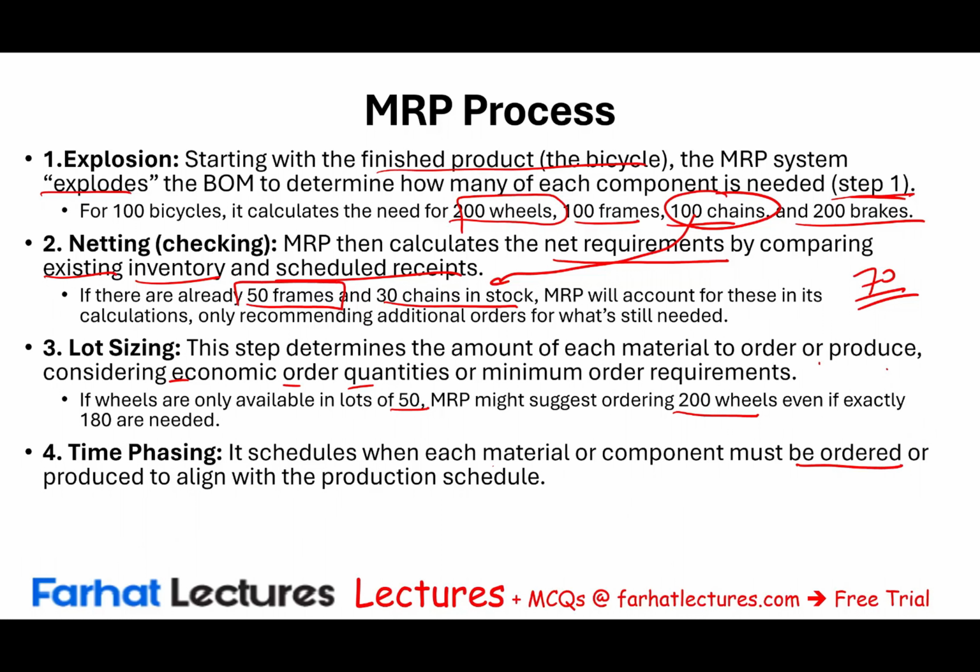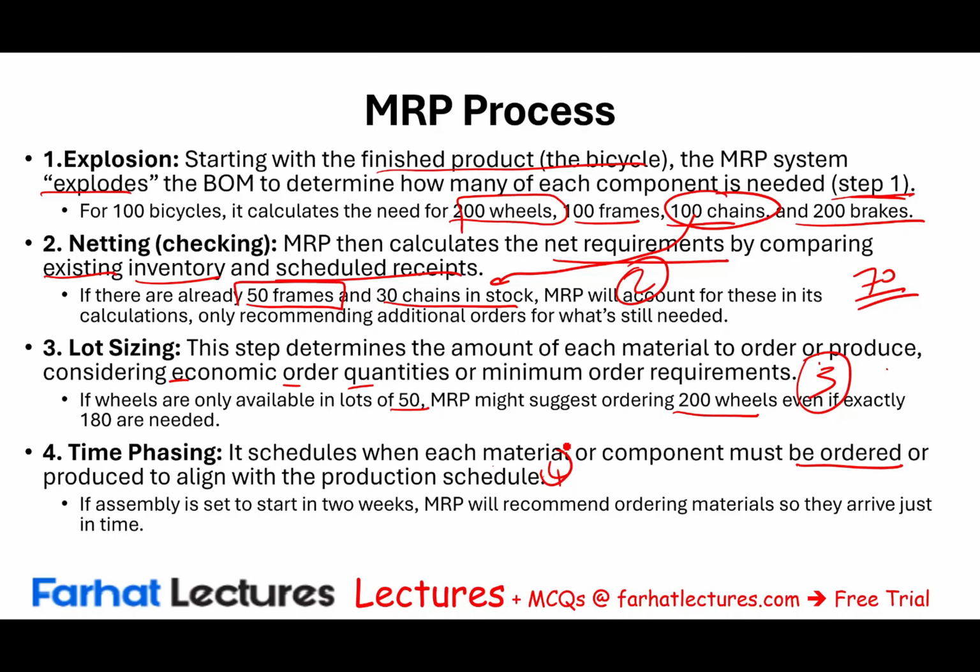So it goes through this process. Step 1, exploding the BOM. Step 2, netting. Step 3, lot sizing. Step 4, time phasing. So if assembly is set to start in 2 weeks, MRP would recommend ordering so the materials can arrive just in time. So it just plans this whole production process. So this is what we call the process.